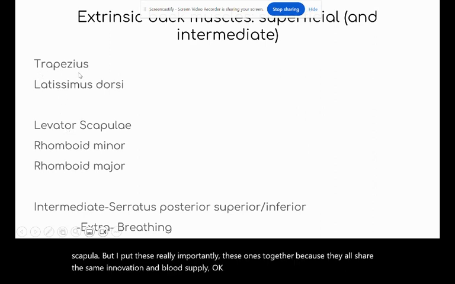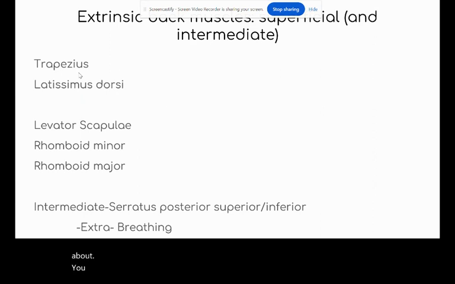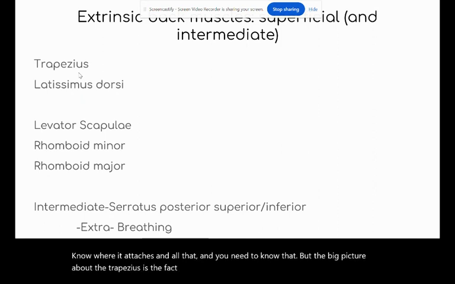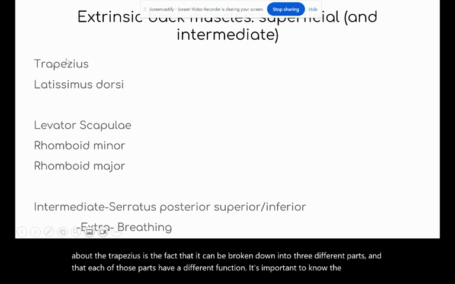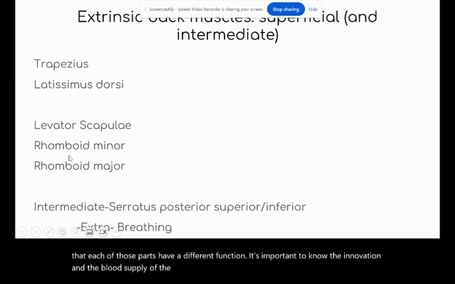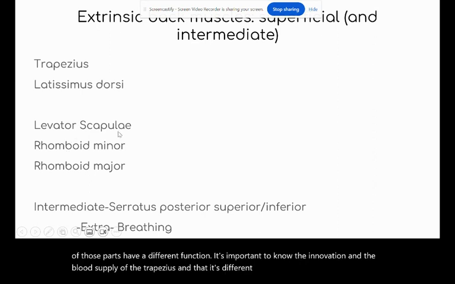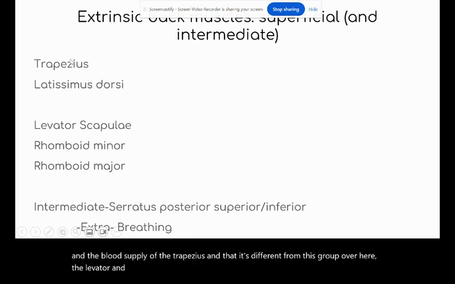Okay, so trapezius, he broke it down. He talked about where it attaches and all that, and you need to know that. But the big picture about the trapezius is the fact that it can be broken down into 3 different parts, and that each of those parts have a different function. It's important to know the innervation and the blood supply of the trapezius, and that it's different from this group over here, the levator and the rhomboids. So the trapezius, that's the most external.